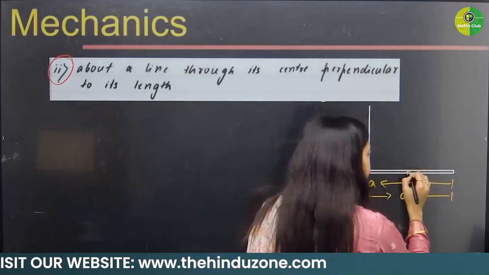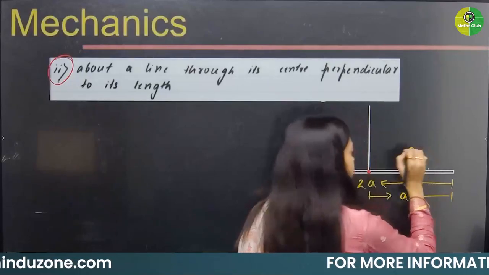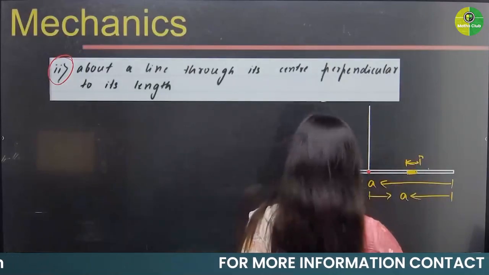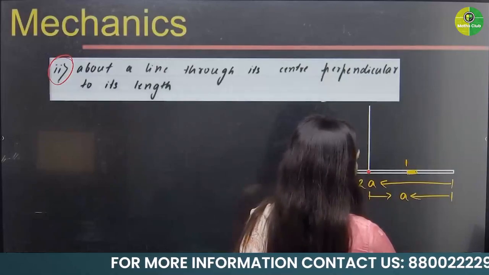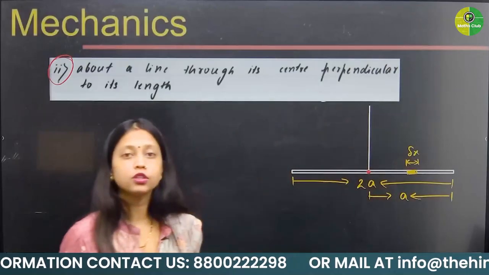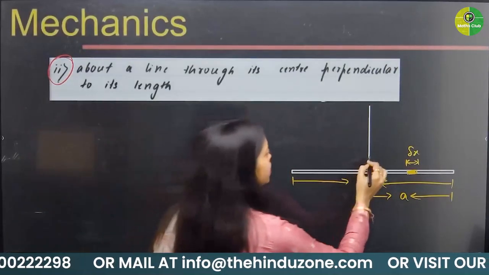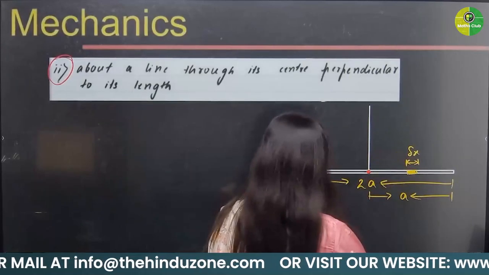And now I'll take again a small element over here. This is of length 2x. Okay, this is of length 2x and at a distance x.